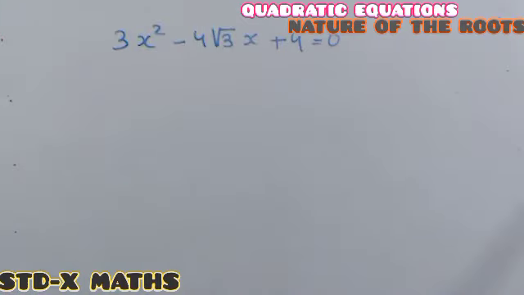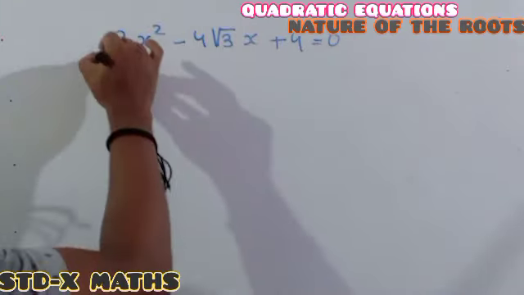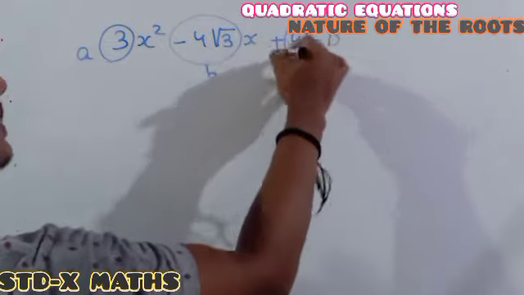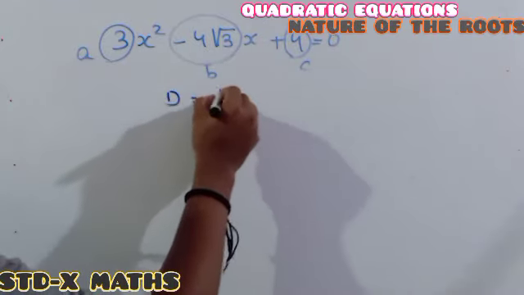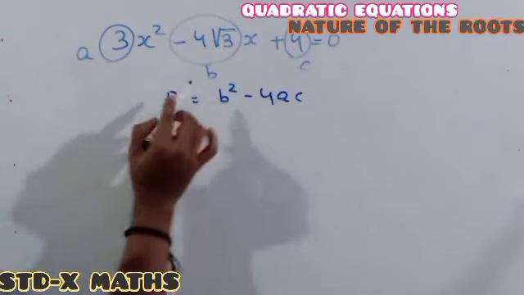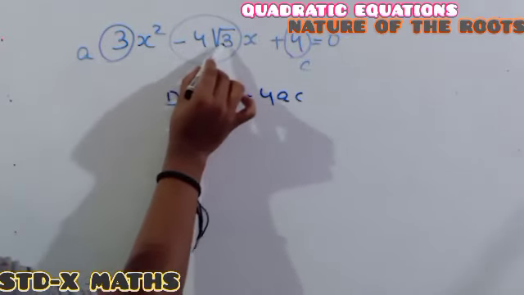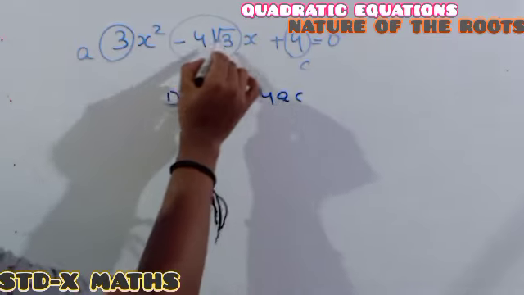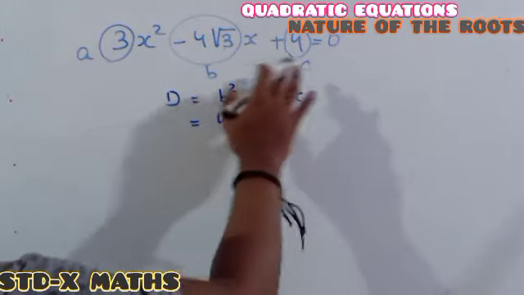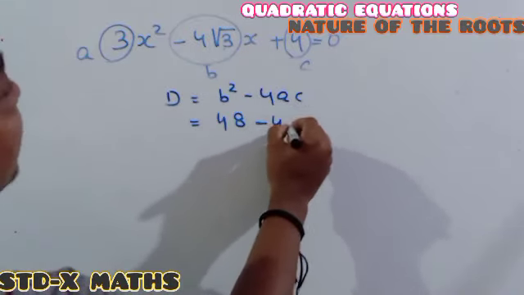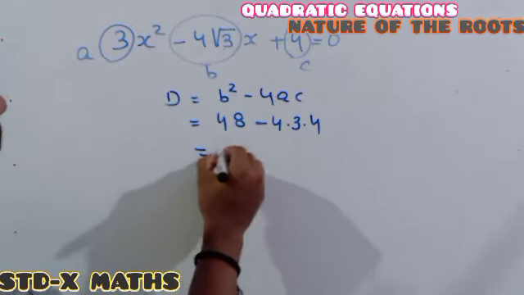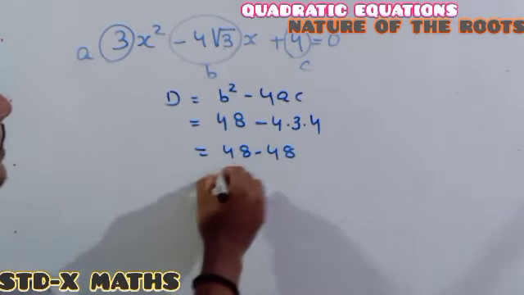Understood this question? Now in this question, our A is this one, B is this one, and C is this one. D will be B square minus 4AC. Here B square means this much squared. Minus 4 squared means 16, and here the root over 3 squared means 3. It means 16 into 3, which is 48. Then 4AC means 4, A is 3, and C is 4, which gives us 48. So 48 minus 48 gives us 0.